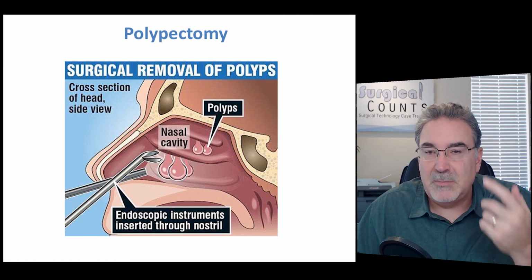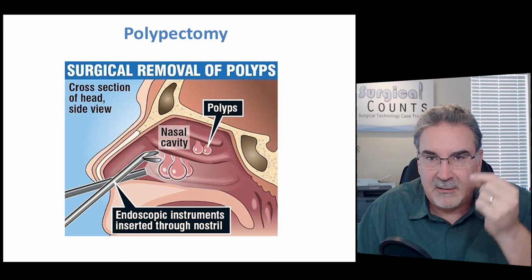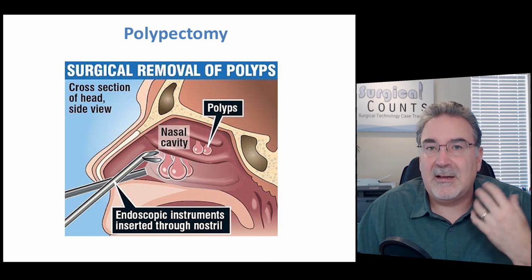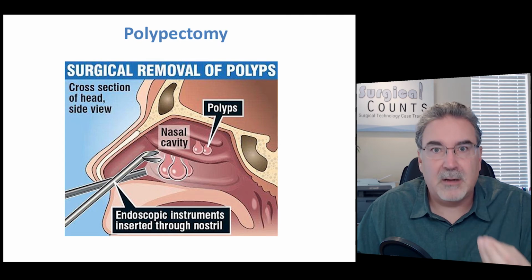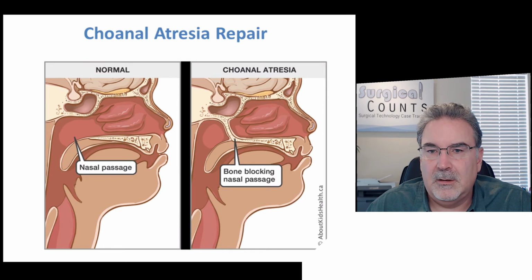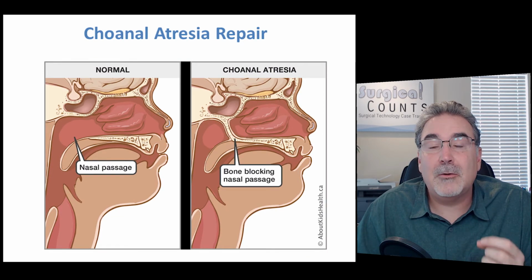A polypectomy involves removing polyps. Now, sometimes in between the conchae, in between the turbinates, you can have little pieces of skin, little tags of skin that grow, and these are called polyps. And sometimes they grow large enough that they block breathing, so we would have to go in and cut those out.